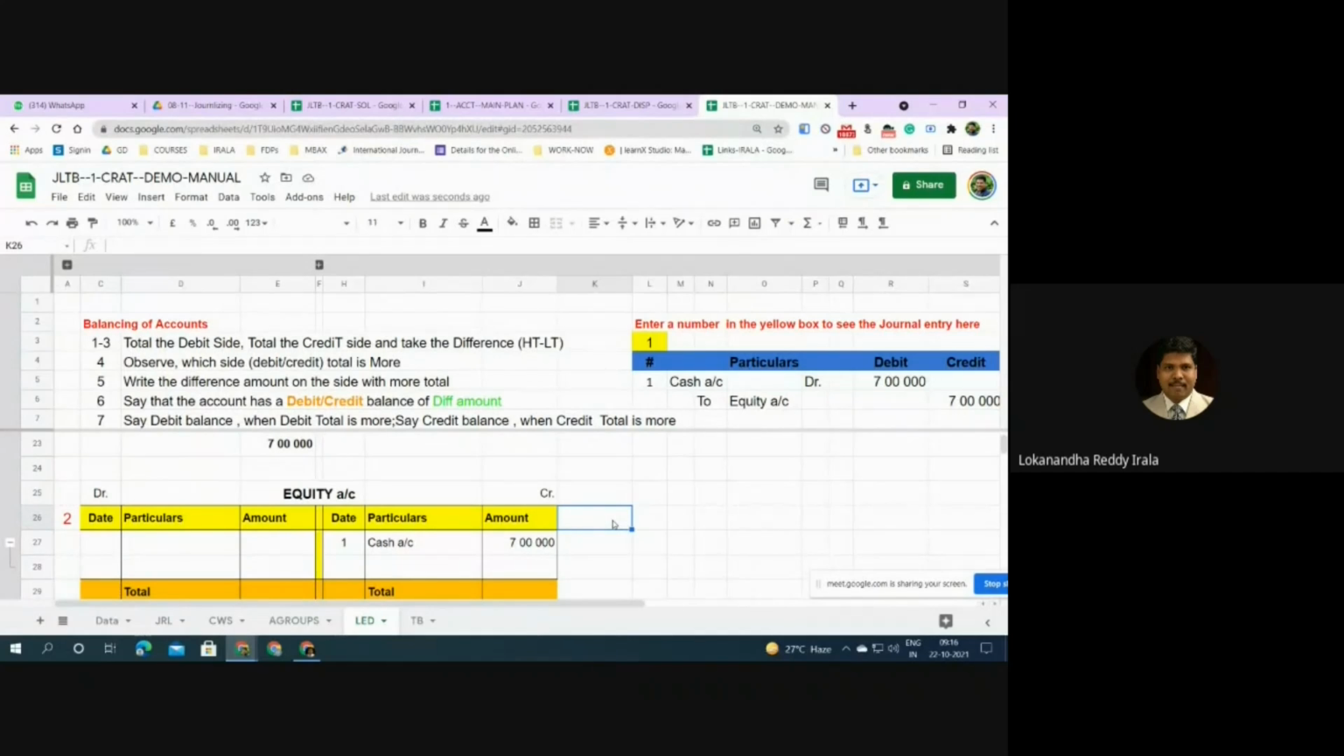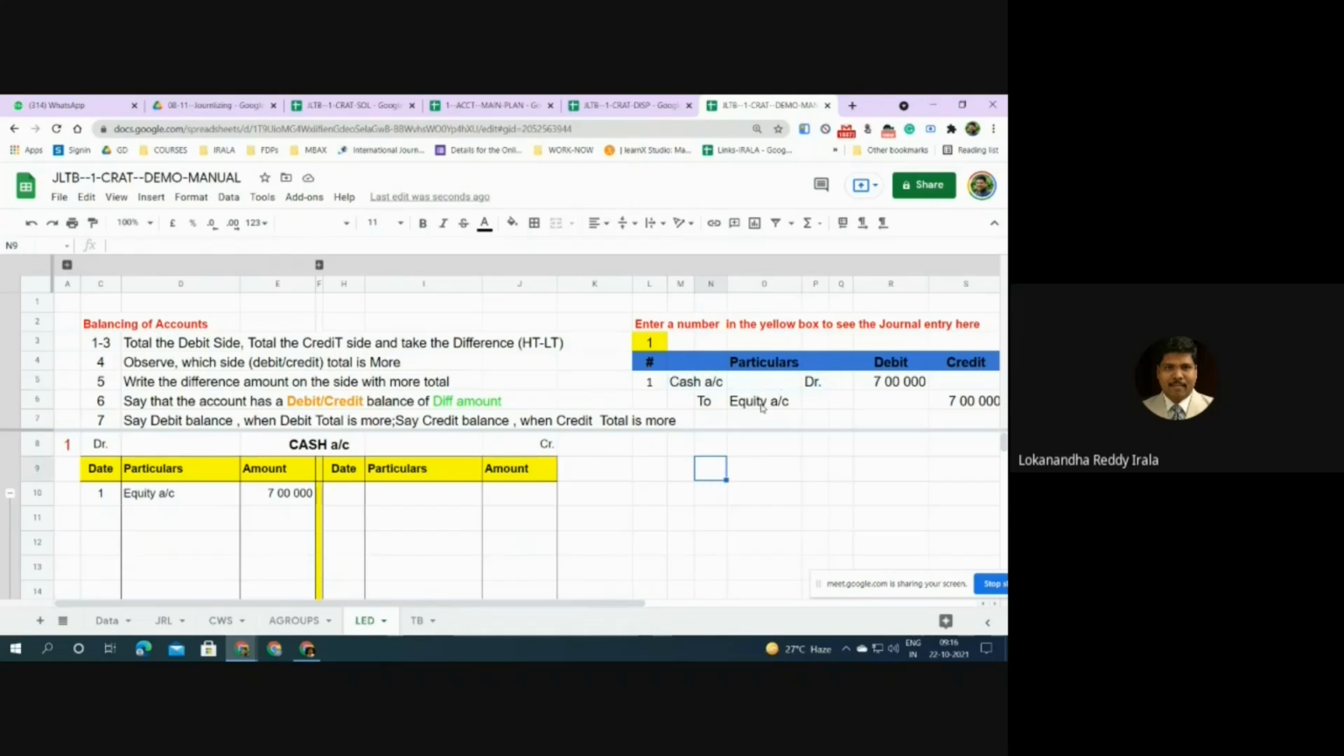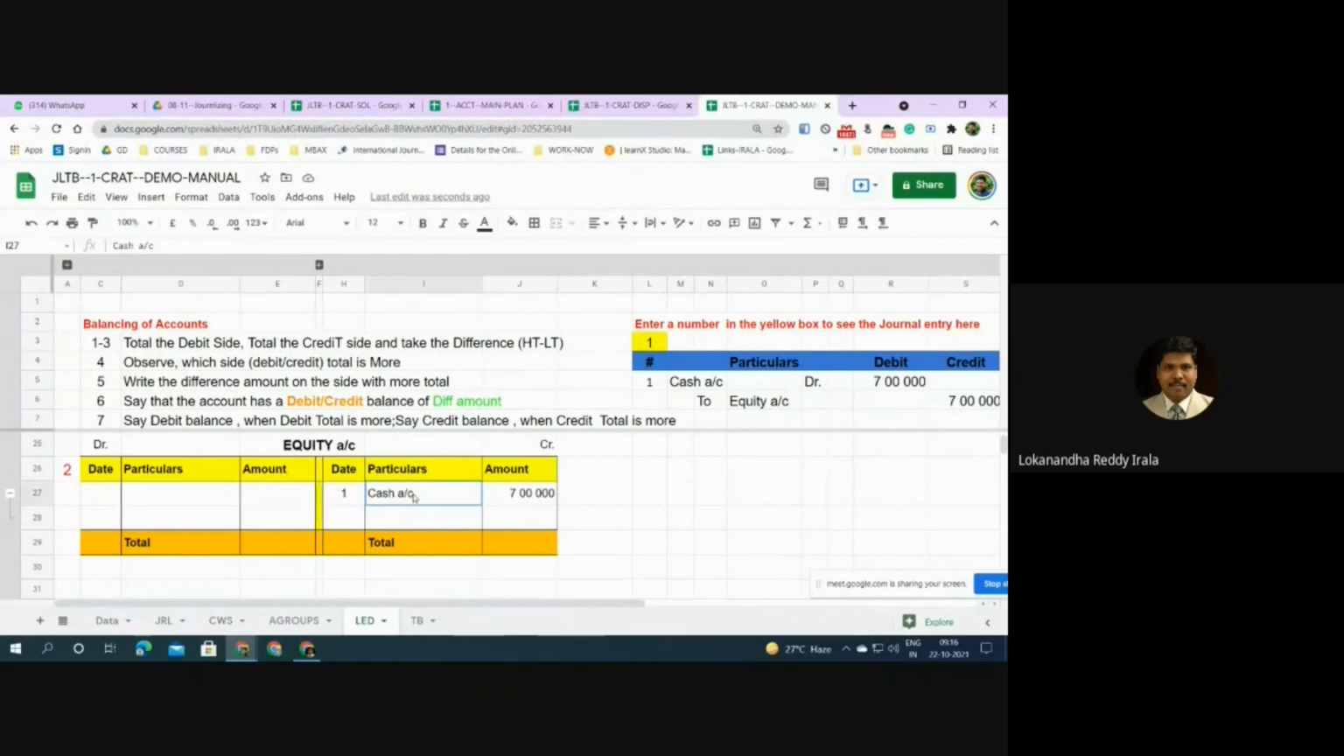Please tell me if you have any doubts. I have taken the first journal entry and identified the two accounts, cash account and equity account. Then I realize it has to be posted into both accounts. In cash account, it is posted on the debit side because cash account is debited in this journal entry. In equity account, it is posted on the credit side because equity is credited. While writing on the debit side of cash account, I write the counterpart equity account. While posting on the credit side of equity account, I write the counterpart cash account. Any questions here?